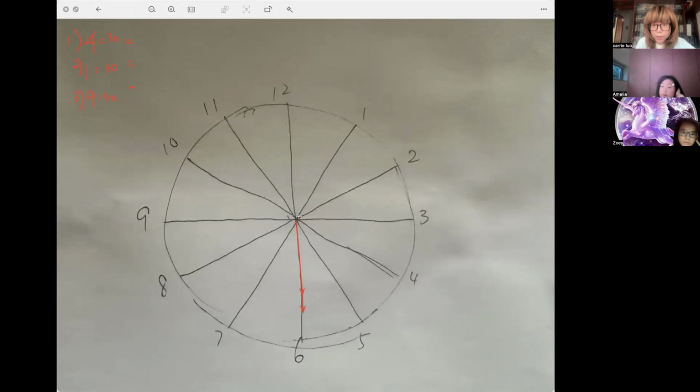Okay, so 4:30. So here is 4 o'clock, right? 4:30. Am I right? Now I do it on my own paper, and here it's 30, and half of the 30 is 15. So 30 plus 15 is 45 degrees. Correct? Okay, so now I'm just going to erase this one. So what's next?